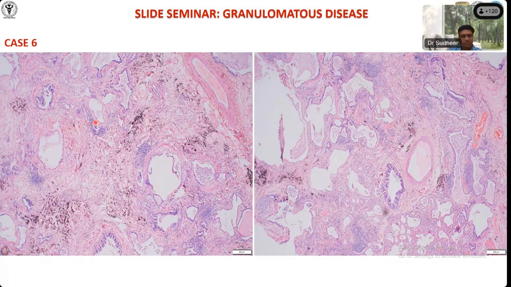Sir, it looks like, sir. Yes, very good. Section from lung. Yes, because there is bronchus here, associated vessels here. And the normal lung parenchyma, which we saw in previous cases, can you make out the alveoli? Yes, that means alveoli, there is this severe destruction of the lung parenchyma.